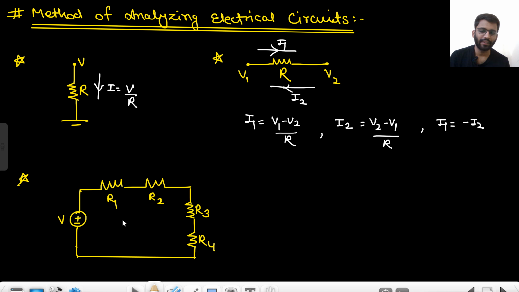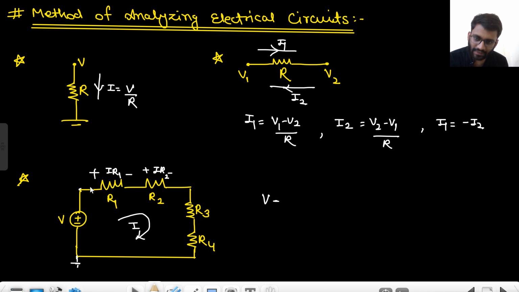Now in this you simply need to apply the KVL. So how will you apply? From here you will start. Let's consider this is ground. So this potential will be V. Here we will have a drop of IR1. All this we have already understood, right? Just revising it. Here we will have a drop of IR2 and like that.